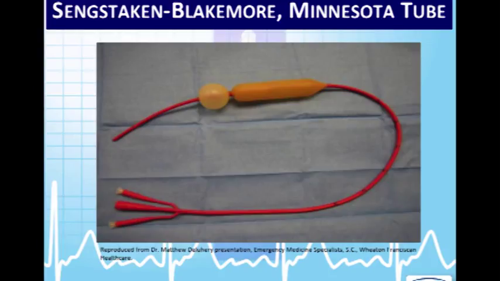I promised you earlier I wanted to show you these Blakemore Minnesota tubes. Some people just call them Minnesota tubes. Some people call them Blakemore tubes. As you recall, these are tubes that we put down the mouth when somebody is having a variceal bleed. Often a patient who has liver failure, cirrhosis, maybe a chronic alcoholic. We don't put these down very often. I would argue that these are very rarely placed in the emergency room.